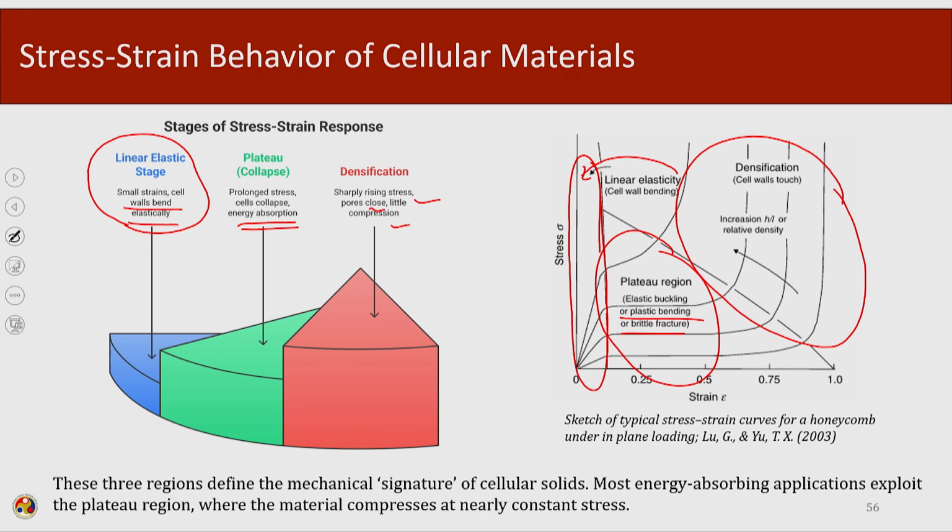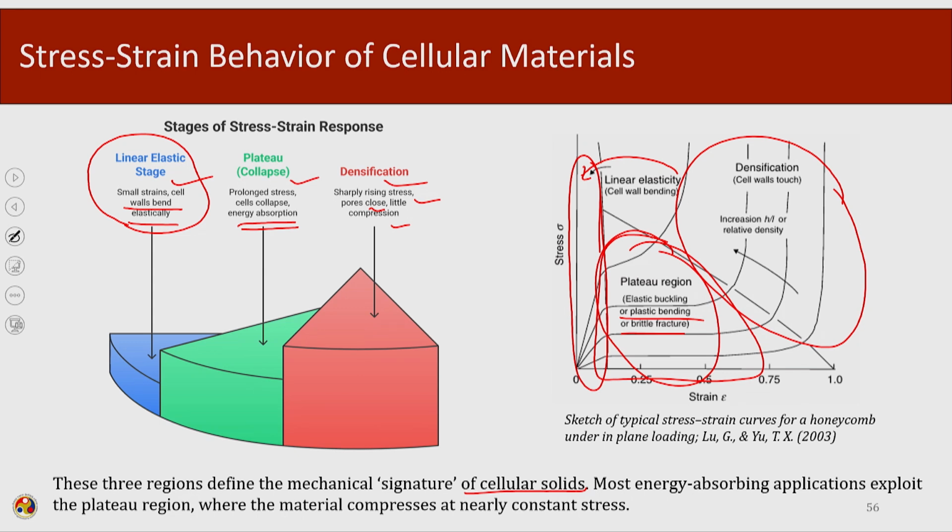In these three regions, the mechanism or the signature of the cellular solids is defined. The signature is composed of the linear elastic region, plateau region and the densification region. Most energy absorbing applications exploit this plateau region where the material compresses at nearly constant stress. As we have seen in the previous lecture and this lecture, we always try to choose a material which has a higher plateau region.